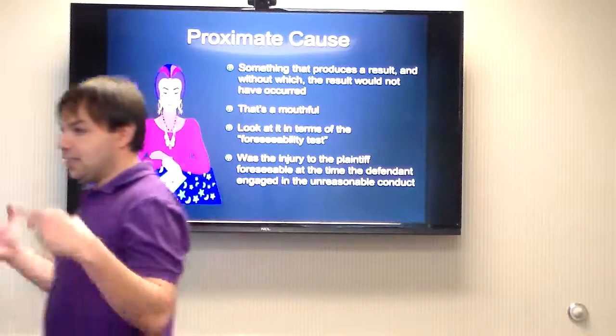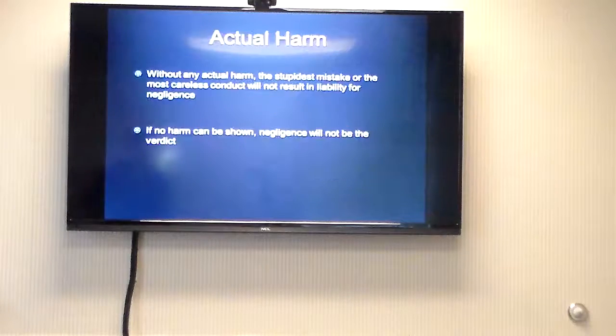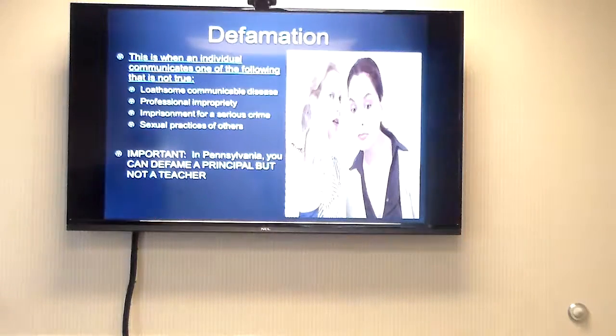Was there a risk involved? Did the district or did the person take a risk? And if they did, then it's looked upon differently. So actual harm. If there's not an actual harm, then there's no suit. If there's no harm, there's no problems with anybody, then nothing has to be determined as well.